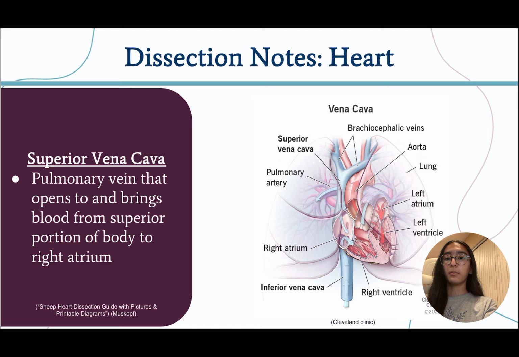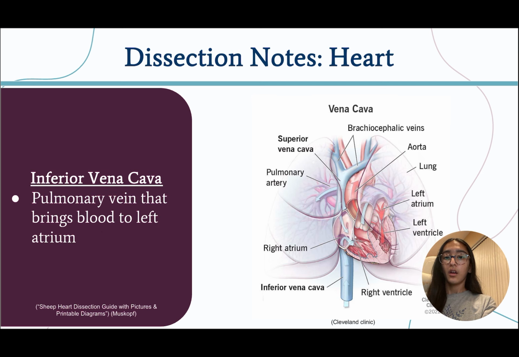So there's a couple of veins that are pretty important in the heart which allow for the movement of blood. There's a superior vena cava, and that's a vein which brings all the blood from the rest of the body to the right atrium. Another vein is the inferior vena cava, and that just brings the blood to the left atrium from the right.